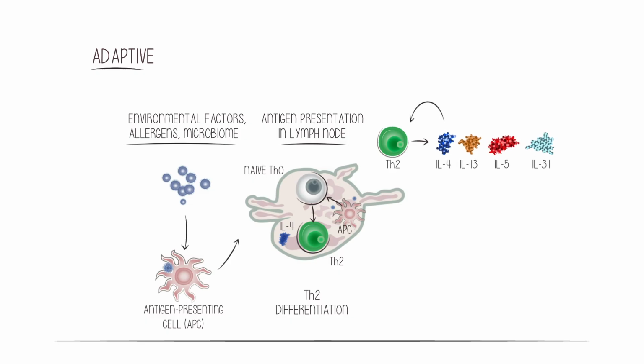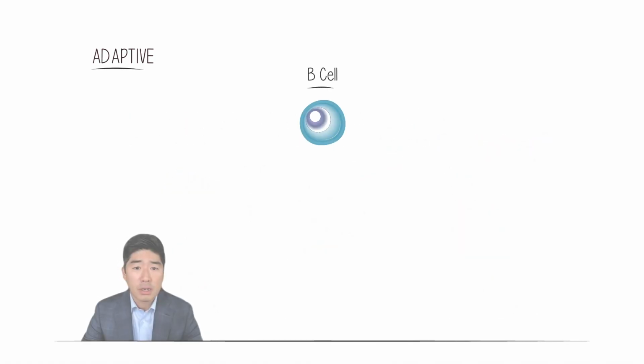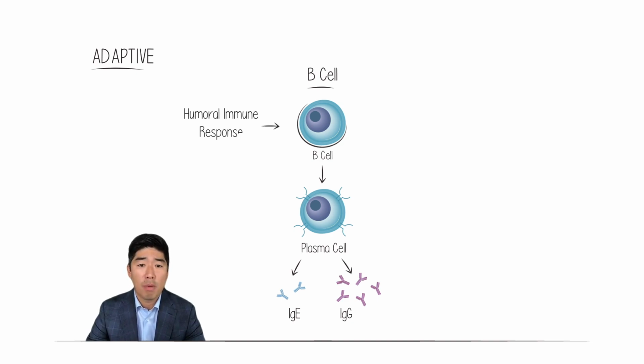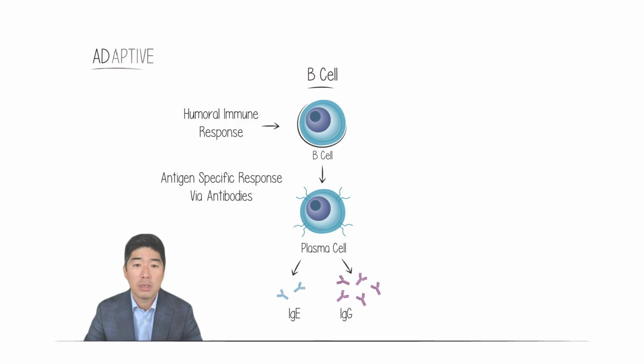These cytokines can then activate other adaptive immune cells, such as B cells in the lymph node, to activate the humoral immune response. When activated, B cells differentiate into plasma cells. They produce several classes of antibodies, of which IgG is the most abundant. Similar to Th2 cells, which recognize antigens, B cells are considered part of the humoral arm of the adaptive immune system due to their ability to coordinate an antigen-specific response via antibodies.